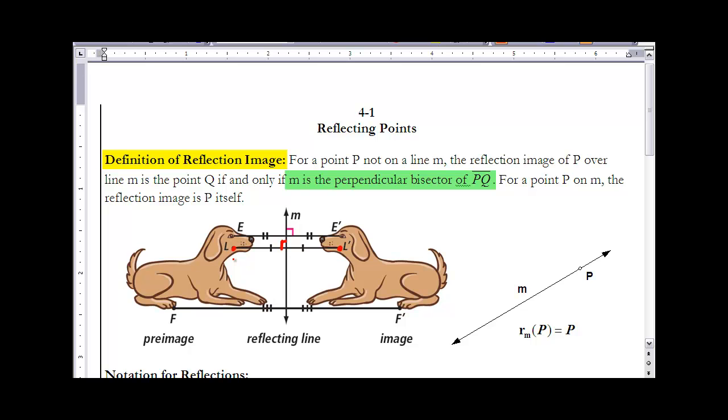The second part of the definition of reflection says the following. For a point P on M, the reflection image is P itself. And I have an example of that right over here. So P is on line M. The reflection over line M of P is P itself.